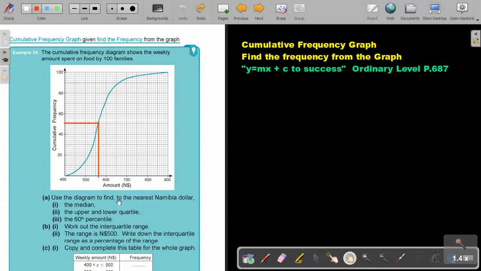The upper and the lower quartile. Again, do the same. First find the lower. It's a quarter of 100, so which will be 25. Now remember, that will be 30. So 25 will be exactly in the middle there. Where it cuts, I will just go down.